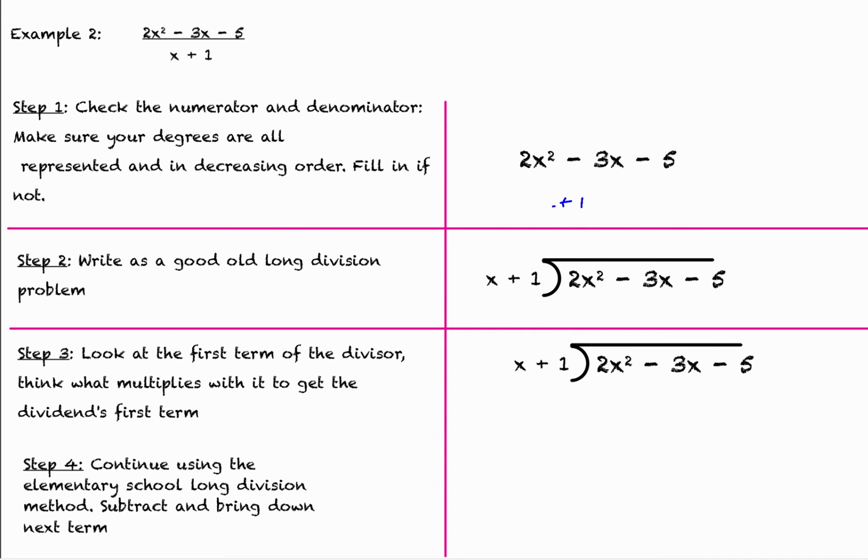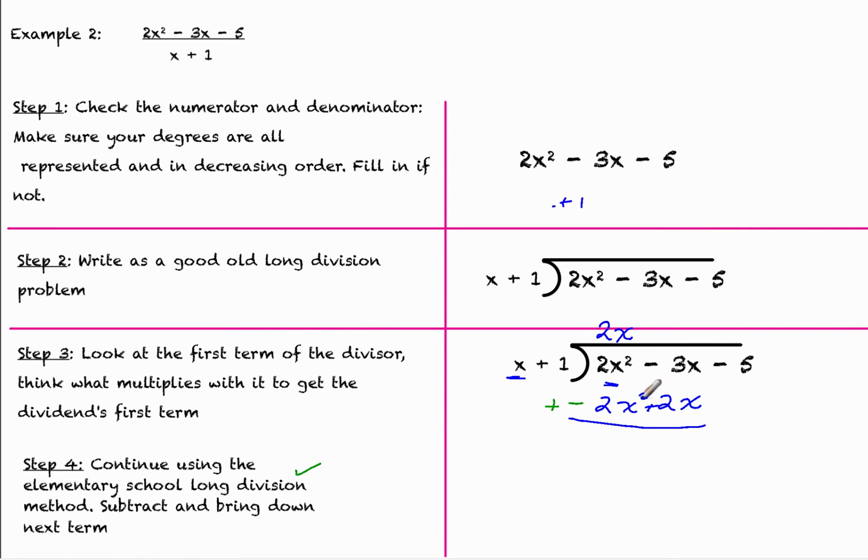Step 3, look at the first term. Think what multiplies with it to get the dividend's first term. So in other words, what multiplies with x to get 2x squared? 2x. 2x times 1 is 2x. 2x times x is 2x squared.